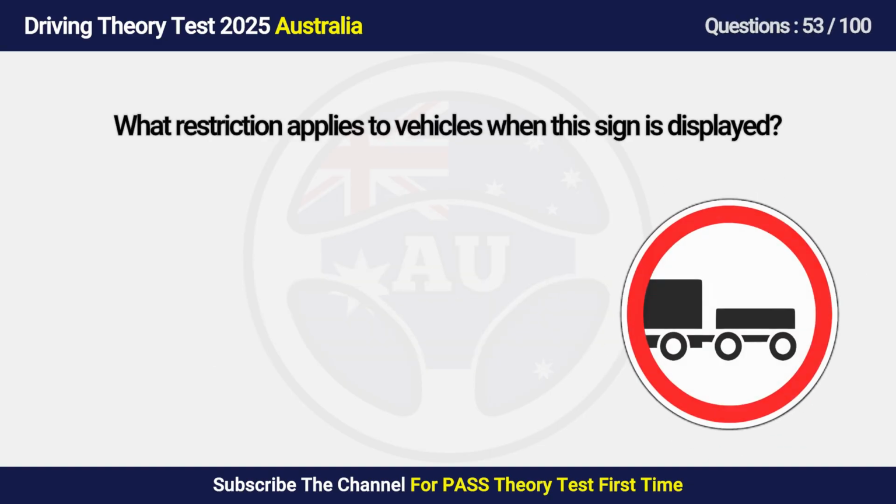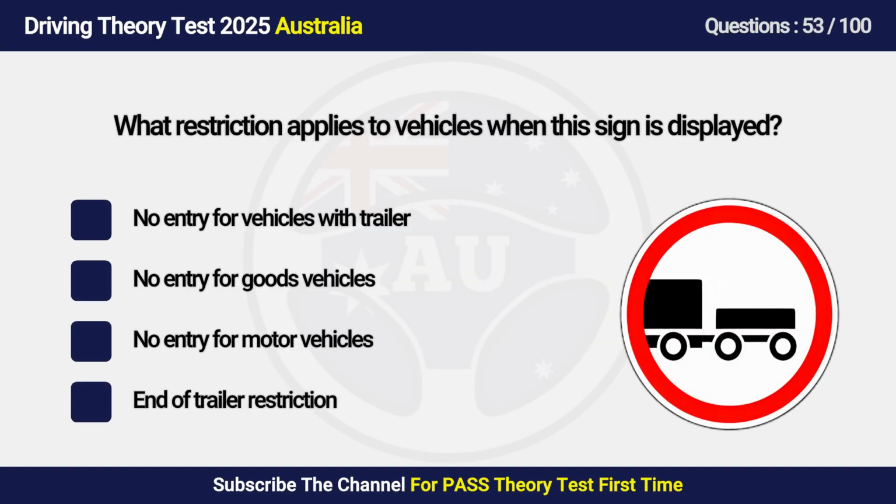Question 53. What restriction applies to vehicles when this sign is displayed? A. No entry for vehicles with trailer. B. No entry for goods vehicles. C. No entry for motor vehicles. D. End of trailer restriction.